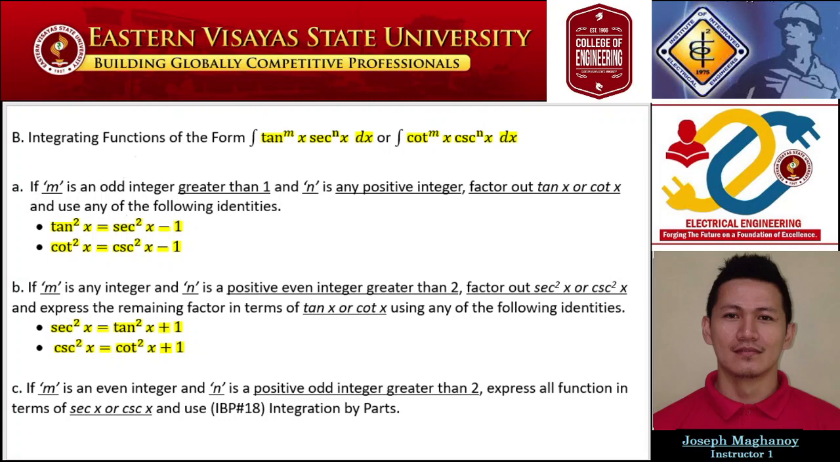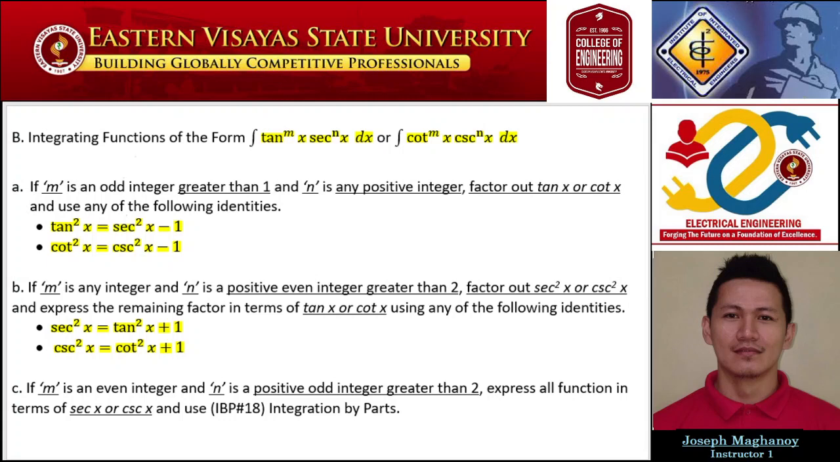There are three conditions before you can proceed with your integration of a certain trigonometric function. You need to evaluate and examine the power or the exponent of the function. For example, if m is an integer greater than 1 or n is any positive integer, you can factor out tangent x or cotangent x, and you can use the following identities.